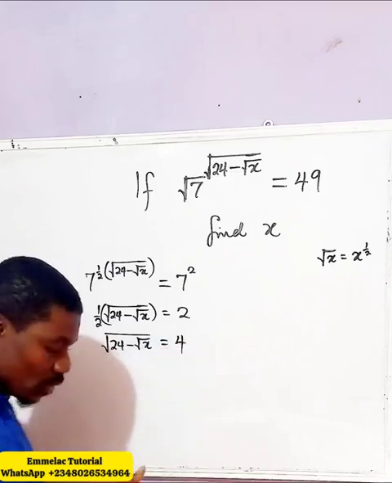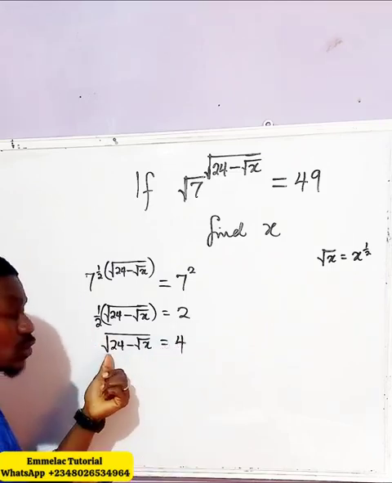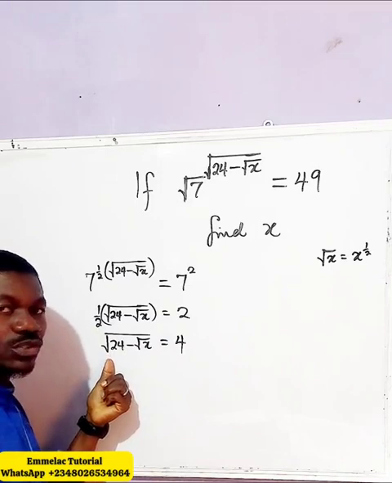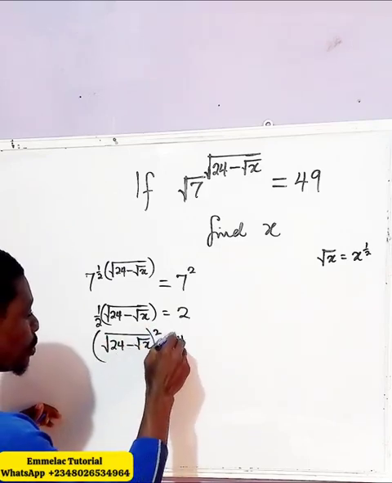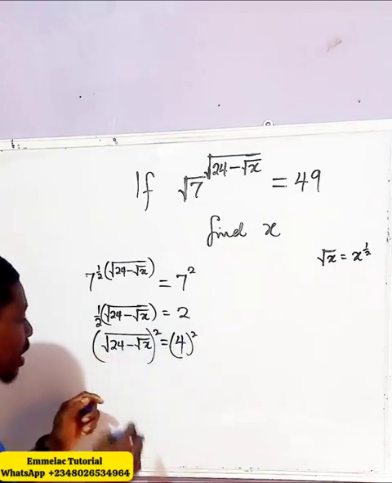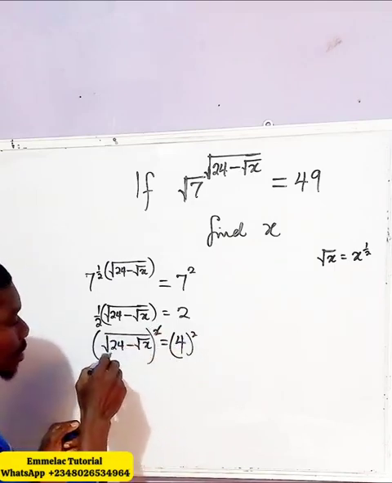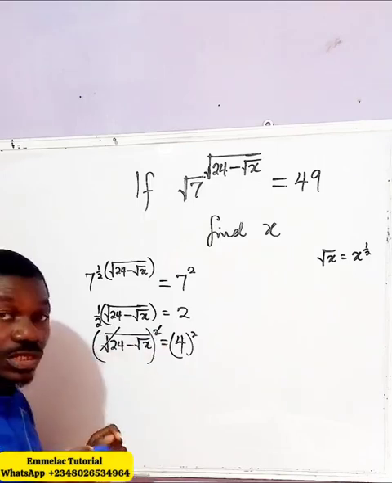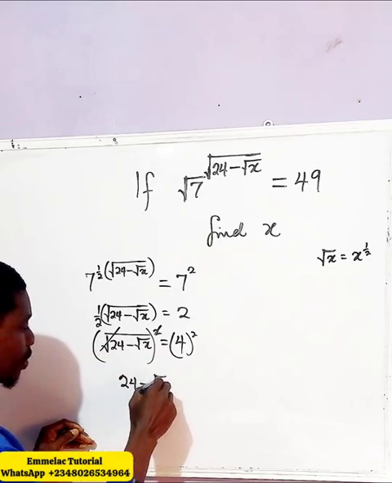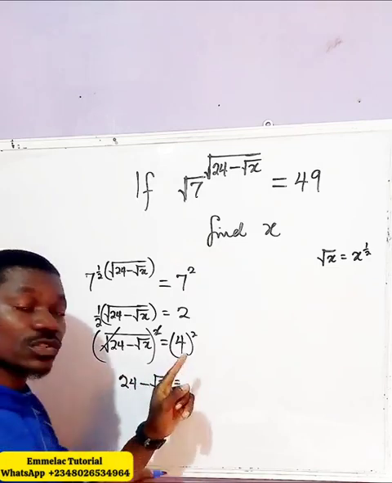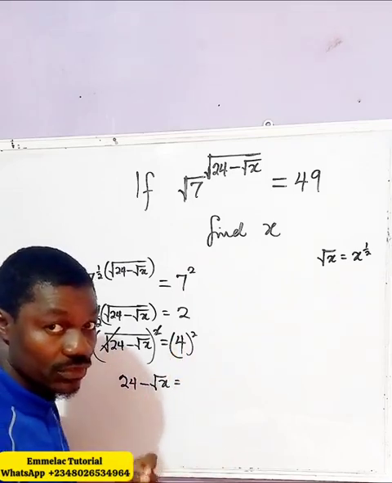Okay, the next thing we need to do now is to undo the square root. And how do we do that? Is to raise both sides to the power of 2. So here we raise this by 2 and here we raise this by 2. Now the square here undoes the square root. So we're leaving behind 24 minus the square root of x, then equals 4 raised to the power of 2, which means 4 times 4, which gives us 16.